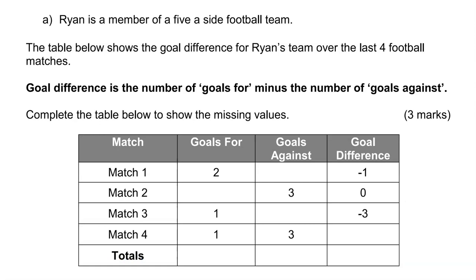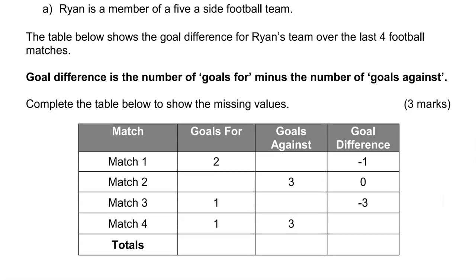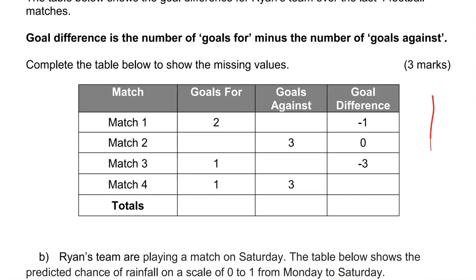Ryan is a member of a five-a-side football team. The table below shows the goal difference for Ryan's team over the last 4 football matches. Goal difference is the number of goals for minus the number of goals against. Complete the table below to show the missing values. Let's use this number line to help us with that. So here we have 0, 1, 2, 3, and -1, -2, -3.